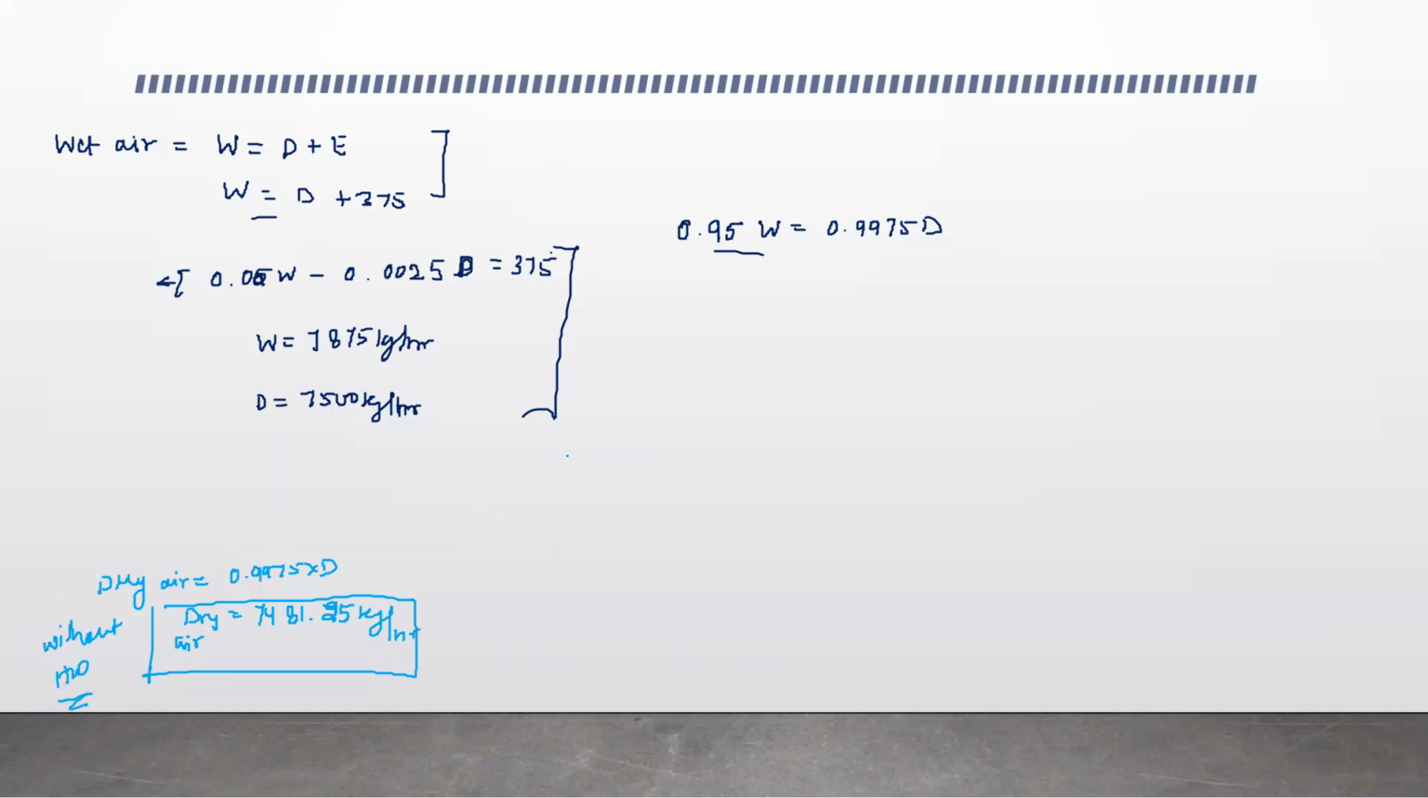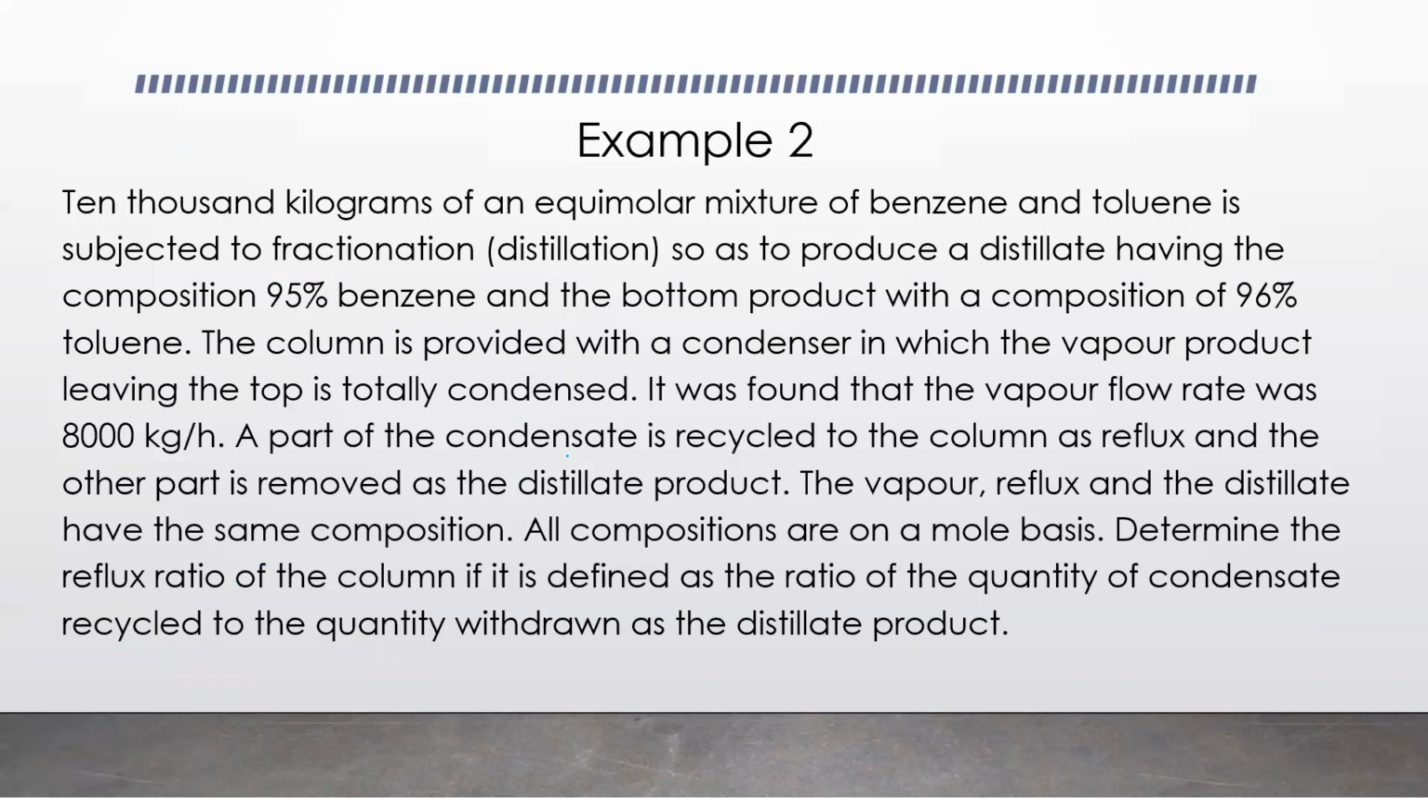So once we're done with this, let's move on to problem number 2. If you remember in the previous video, we discussed distillation, how we have a reflux coming into the distillation column. So we have something like that over here. So let's see this problem.